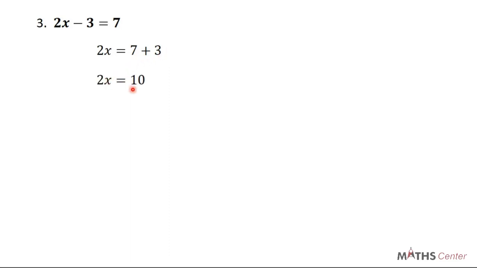So 2x will give us 7 plus 3, which is 10. Once again, what do you do here? You divide here by 2, divide here by 2, so that we can get rid of 2 here. So 2 will cancel 2 to give us x. 10 divided by 2 will give us 5.